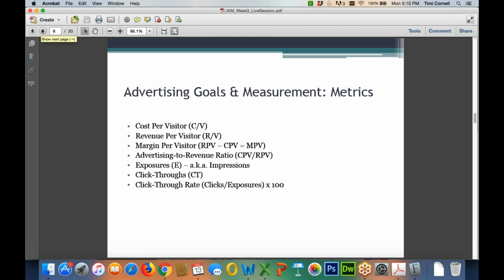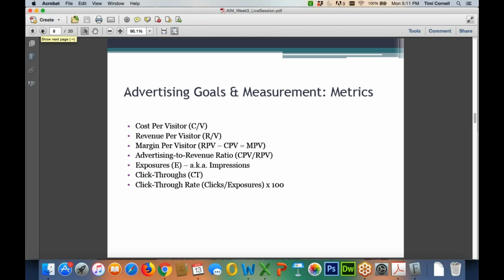And then next, we have margin per visitor. This metric in particular, as well as revenue per visitor, are excellent indicators of campaign profitability. You always want these numbers to be positive. If either one of these are negative, that essentially means you would be losing money per visitor, and we definitely don't want that to happen in advertising. So the margin per visitor is where you would subtract cost per visitor from revenue per visitor. This is the amount of money that is left over per visitor once your advertising costs are satisfied by revenue.